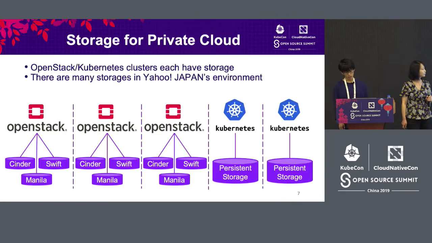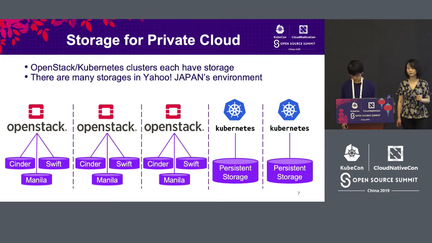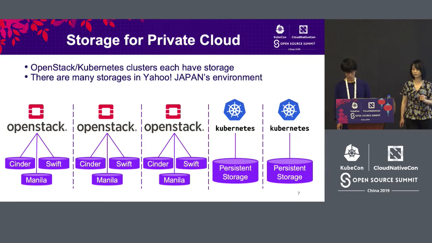In the OpenStack environment, we are using storage for Cinder, Swift, and Manila. In the Kubernetes environment, we are using storage for persistent volumes. OpenStack and Kubernetes clusters each have their own storage. So if the number of clusters increases, the number of storage systems also increases. Moreover, there is bias in capacity between OpenStack or Kubernetes clusters. This means some clusters have enough free capacity in storage, but some clusters do not have enough free capacity.